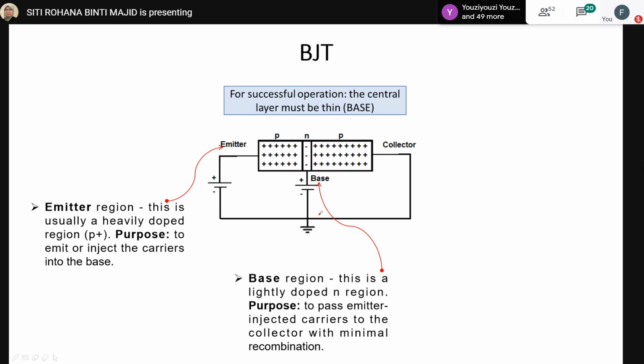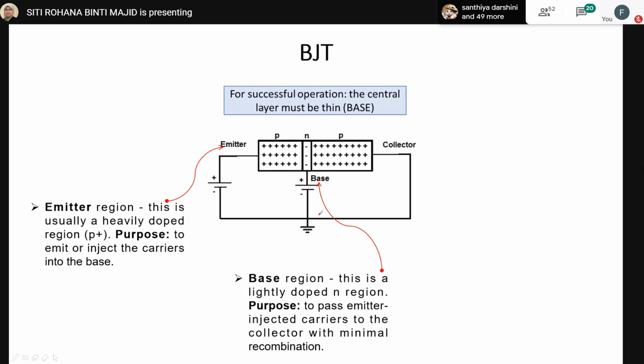And what is its function? It will pass the carriers injected by the emitter. The emitter passes the carriers to the base, and then the base lets them flow to the collector with minimal recombination. If there is high recombination, that means the BJT is not working very well, because the current depends on the number of carriers that pass through to the collector.